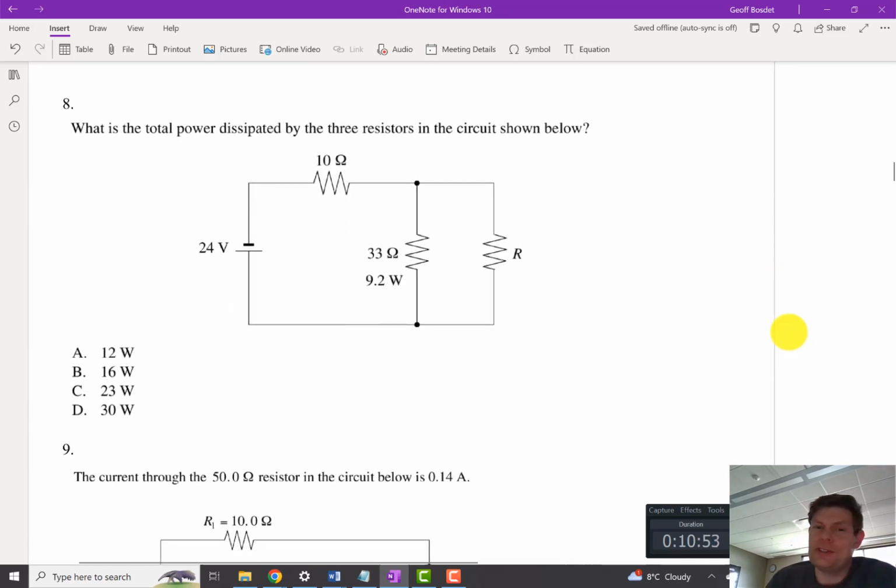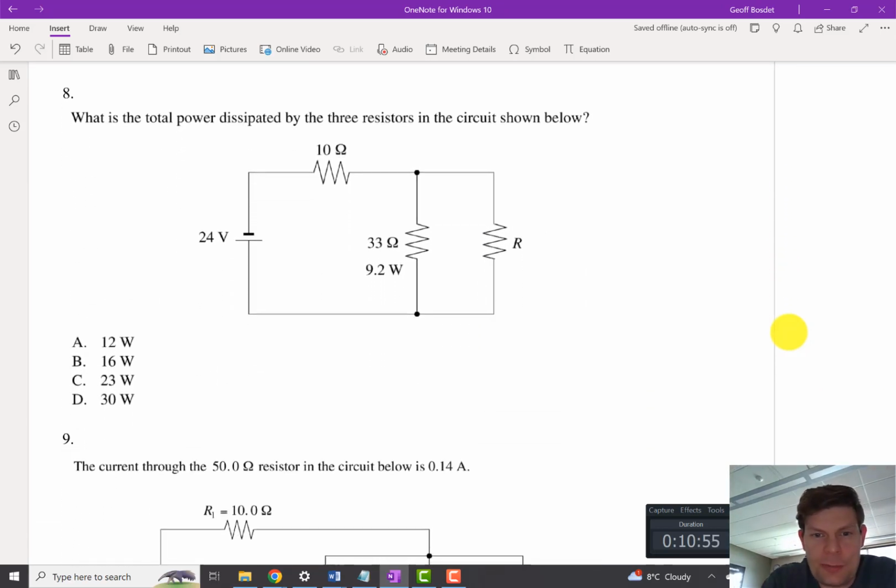Then we got this one. This one's killer. One of the hardest ones in the package. So we want to know the total power dissipated by the 3 resistors. Now we could solve for this one, but we don't actually need to. We've already got the total voltage. If we can find the total current, we could just do that, because the 3 resistors are the whole circuit. They're the only things dissipating power. So if we get total voltage and total current, that'll give us our answer.